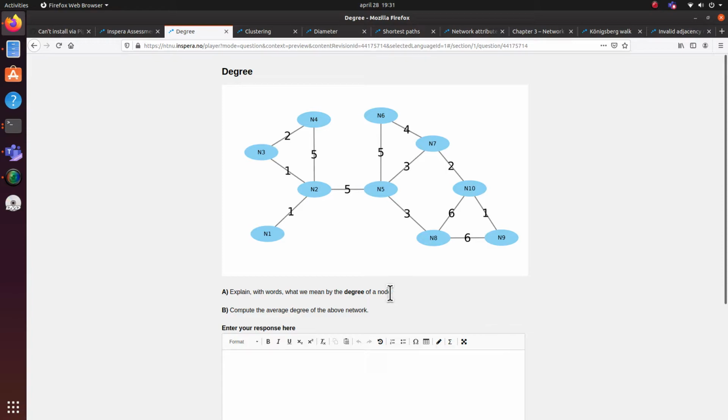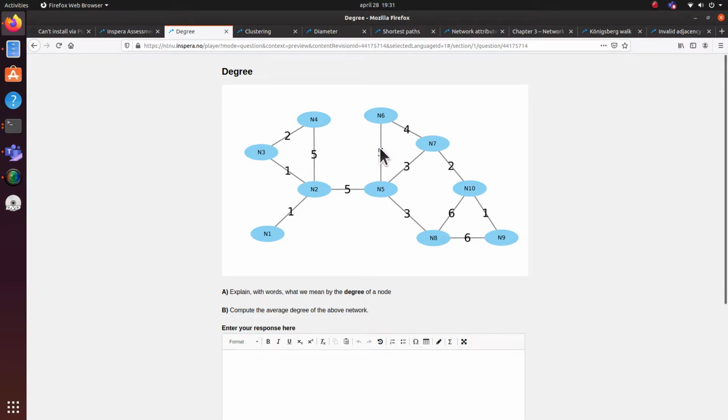Those terms are equivalent. So in this case, for instance, node 1 has only one link going into it and only connects to node 2. So node 1 has a degree of 1. Node 2 has 4 links, so it has a degree of 4, and so on. The numbers on these edges here are entirely meant to distract you. When we talk about degree, we only mean the number of edges. We don't care about their weight.